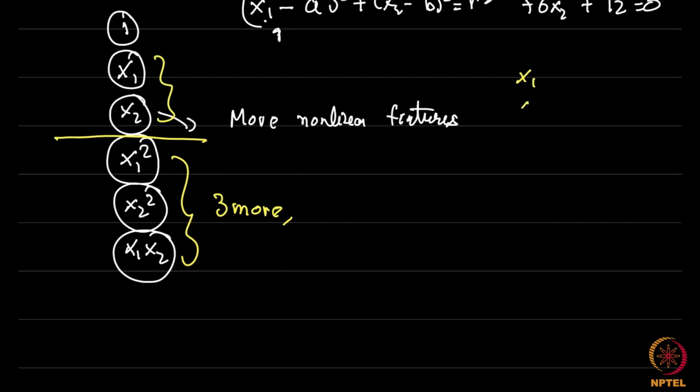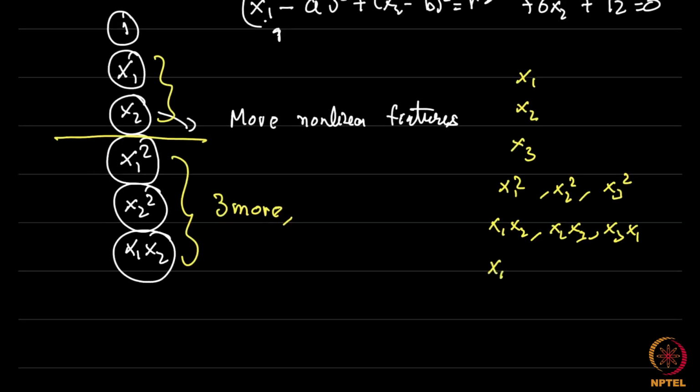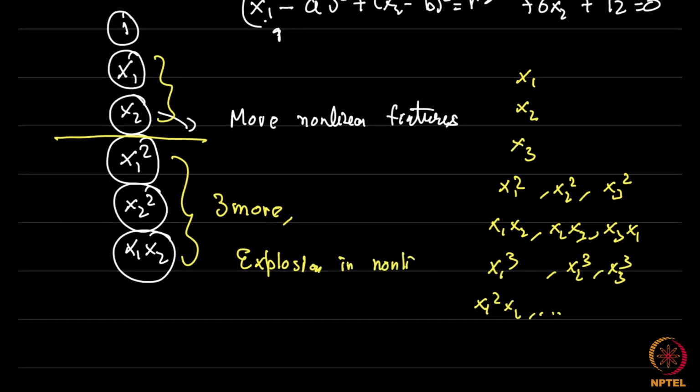Now, if it was x1, x2, x3, you will have to add x1 square, x2 square, x3 square, x1 x2, x2 x3, x3 x1. Now, if I have to add cube, then of course it's a whole lot more: x1 cube, x2 cube, x3 cube, x1 square x2, etc. This leads to an explosion in non-linear features. This is called, in machine learning, the curse of dimensionality.